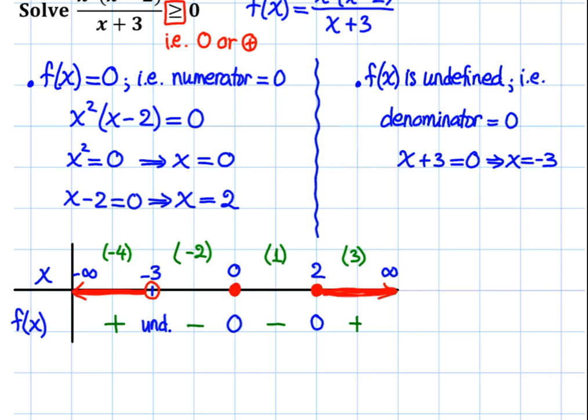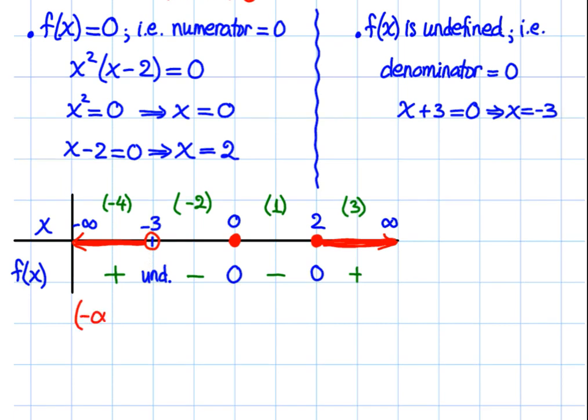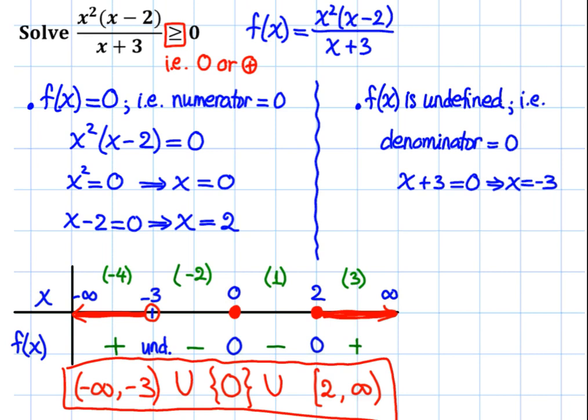So with that, we can write the solution as -infinity to -3, but not including the -3. It can be 0, but we cannot just write the number 0 like this. We have to write a set of number 0. Or it could be from 2, including 2, to infinity. And we connect them with the union sign. And this is the solution to our inequality.